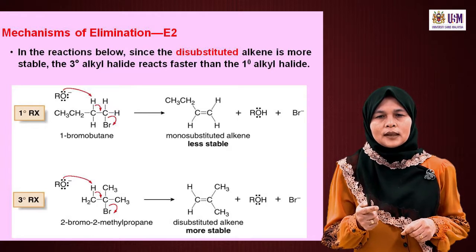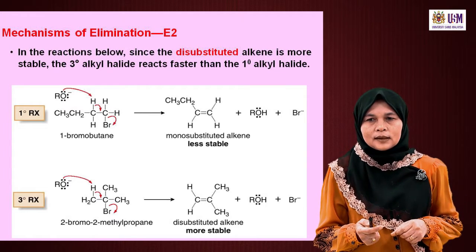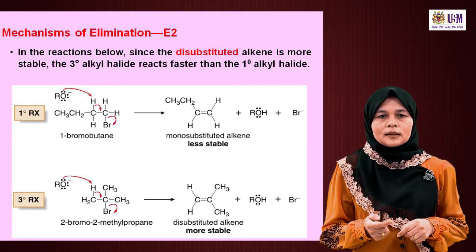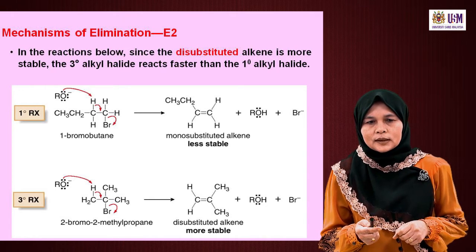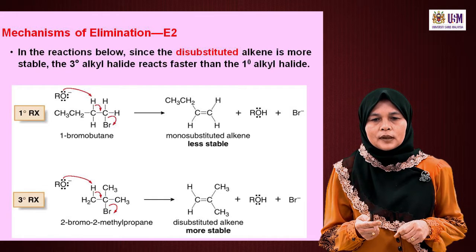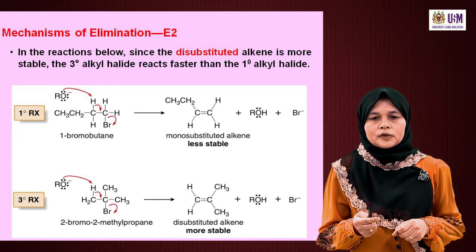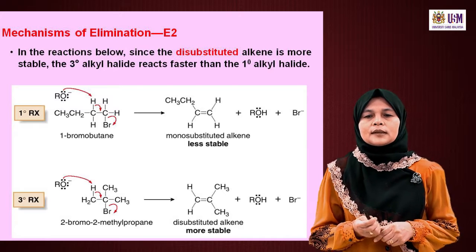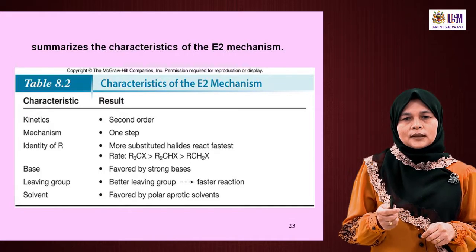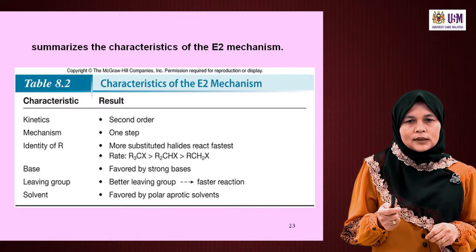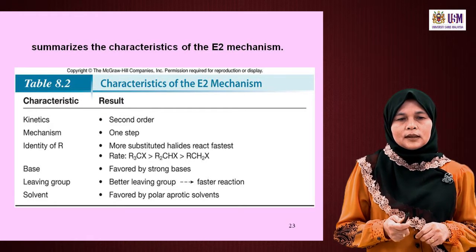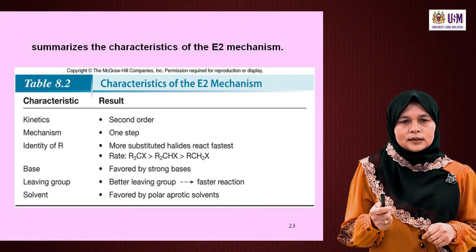The tertiary alkyl halide reacts faster than the primary alkyl halide. So then, from this product, the disubstituted alkene is more stable than the product of 2-bromo-2-methylpropane. The table here summarizes the characteristics of the E2 mechanism, which is second order kinetics and a one-step mechanism.